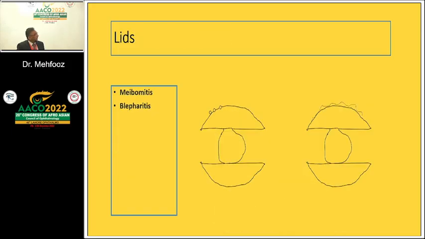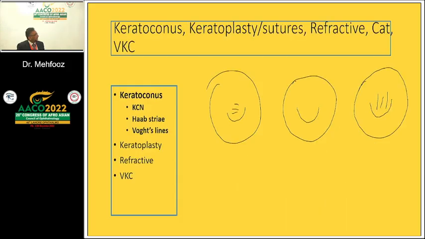These signs are for the meibomitis, and these straight and wavy lines are for the blepharitis. Then on the common corneal conditions, this smiley face is for the keratoconus, and this is keratoconus with the striae and with the Vogt's lines.